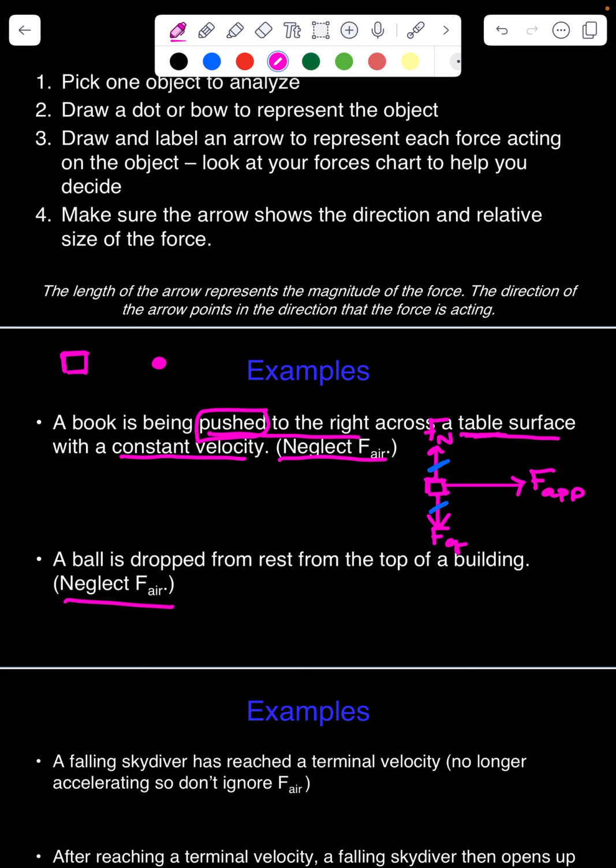So if the book is moving to the right, the frictional force is going to be to the left. All right, so friction is to the left. Now, this constant velocity that we see right here tells us that our forces are balanced. So again, we have to use slashes and dashes to show our forces are balanced.